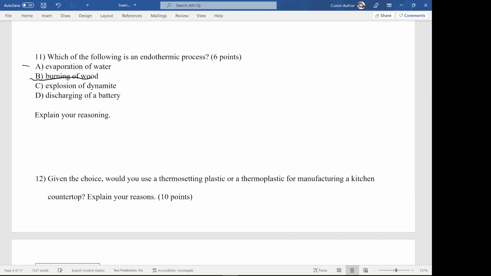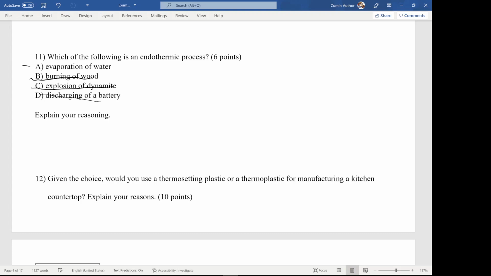Explosion of dynamite, ooh, lots of energy there. That's exothermic. Discharging a battery. Well, a battery is able to do work. It can turn a light on, something like that. So it's releasing energy to do work somewhere else. So that's definitely exothermic as well. So by process of elimination, evaporation of water has to be the endothermic process.